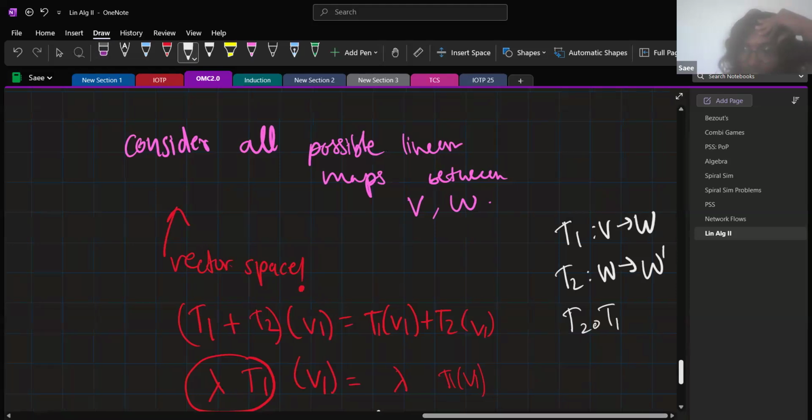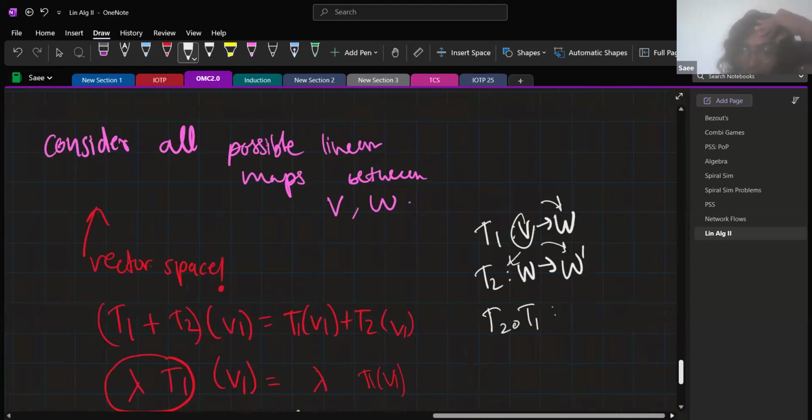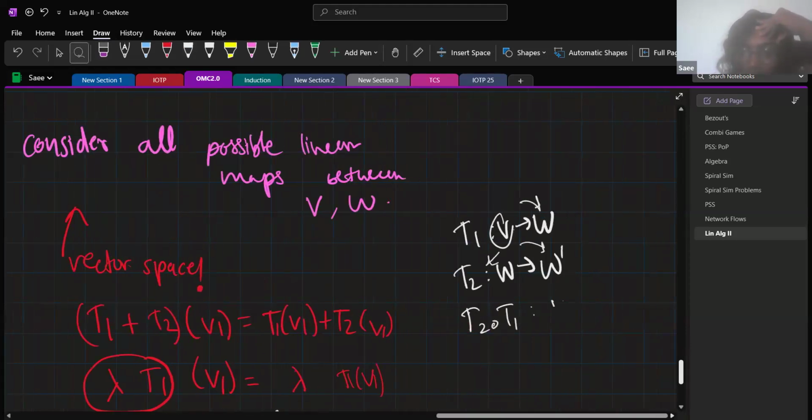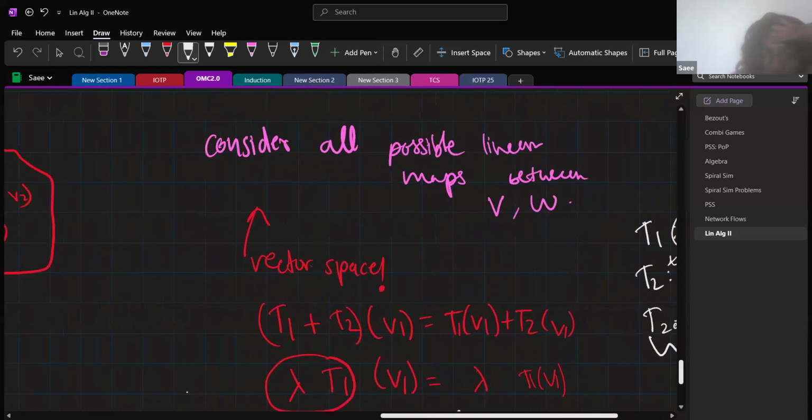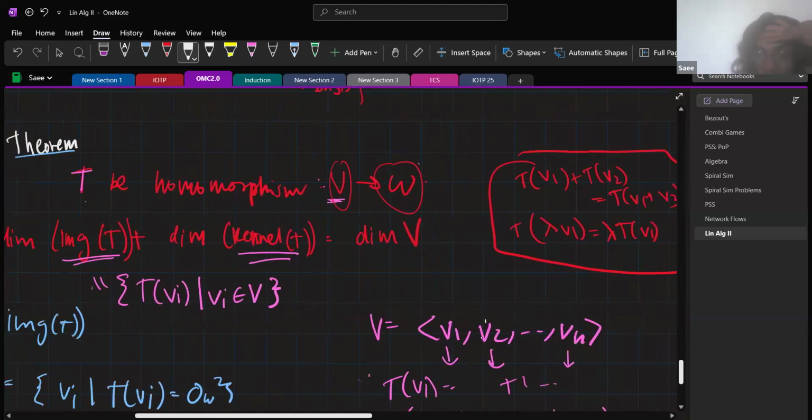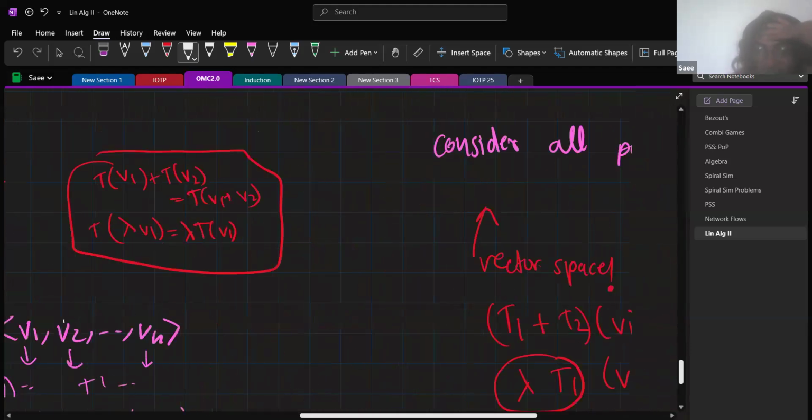Meaning you take an input from V, T1 will spit out something from W, then give that as an input to T2 and spit out something in W prime. In fact, this also turns out to be a linear map from V to W prime. And this is exactly what corresponds to the matrix multiplication. We'll come back to this later, but it's quite cool stuff.